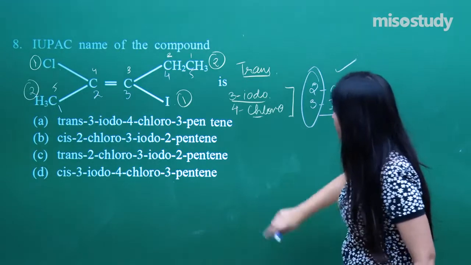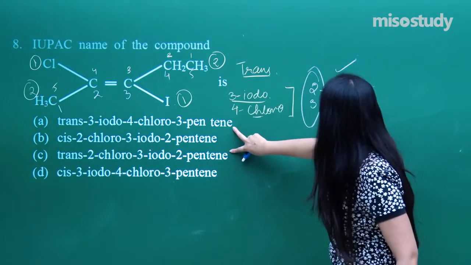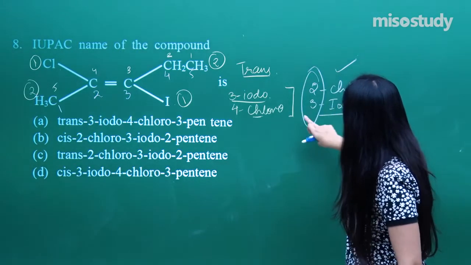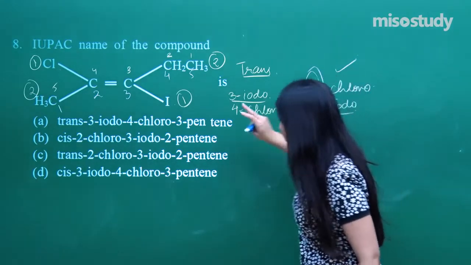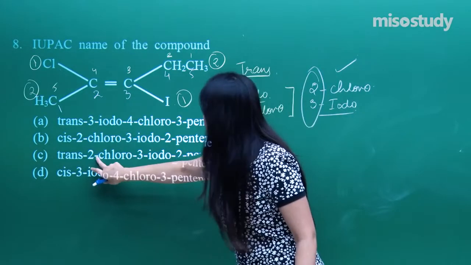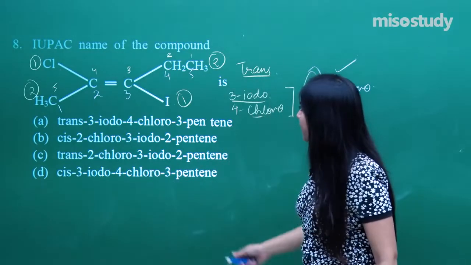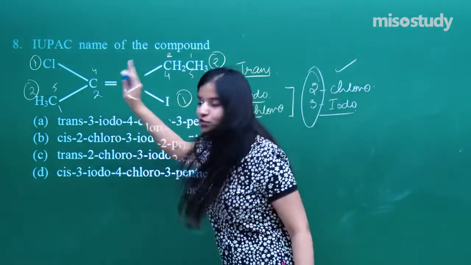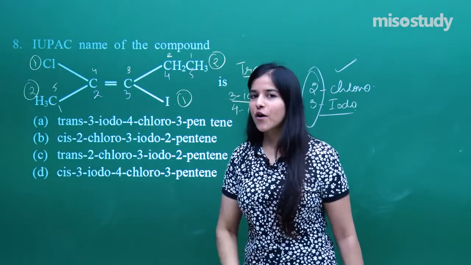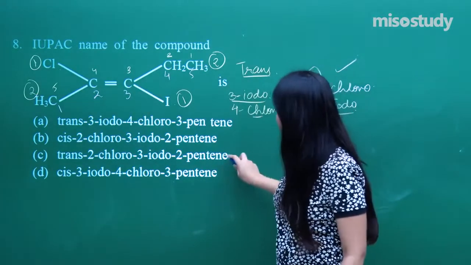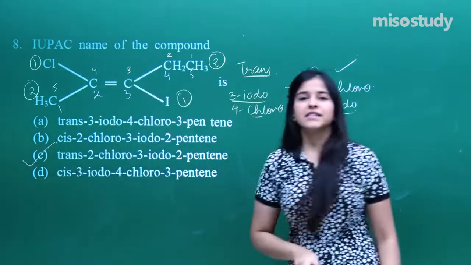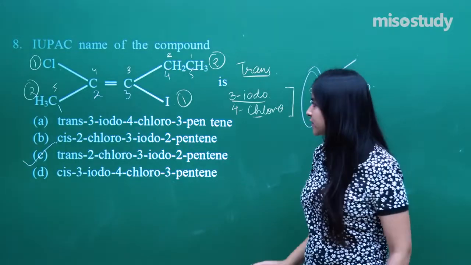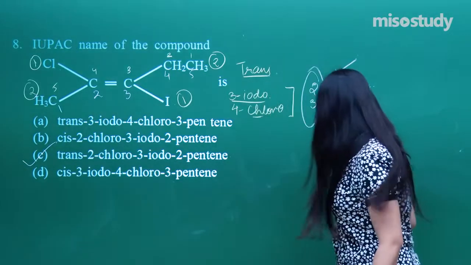I need first of all trans, that means these two options. Then I need 2-chloro and 3-iodo. Is it possible somewhere? 2-chloro and 3-iodo, definitely, and 2-pentene. This is also correct, they have mentioned. So I hope you all have got the answer very right along with me. C is the correct option over here.